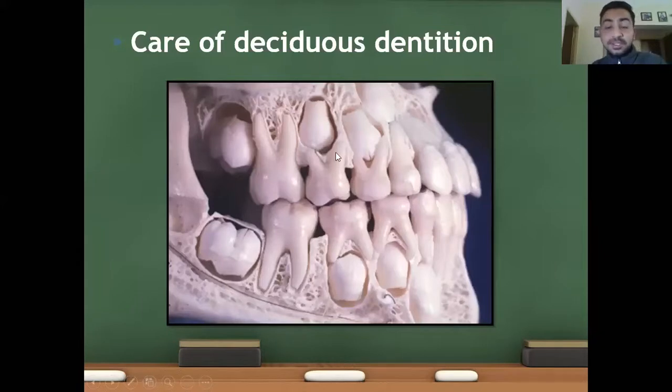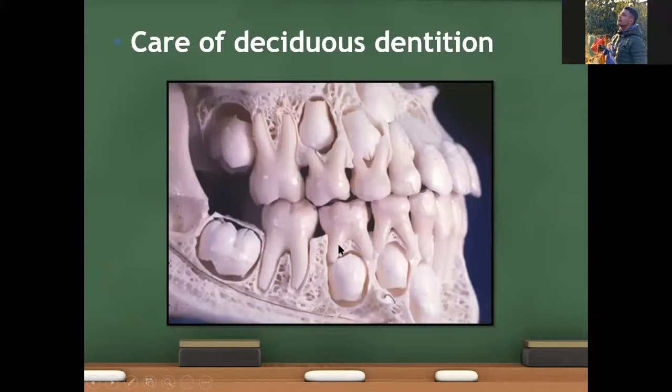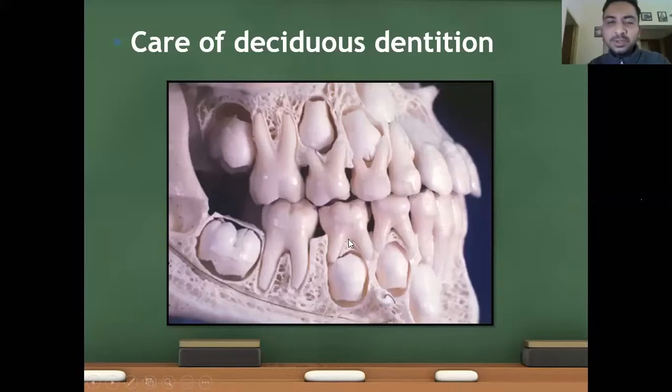As you can see in this slide, can you see my pointer? Can you see the pointer? Yes, sir. Okay. So if this tooth is lost early, the first permanent molar would migrate mesially, and there won't be space for the eruption of the second premolar, which will erupt buccally or lingually, resulting in malocclusion. So you have to preserve the deciduous teeth. Deciduous teeth are the best natural space maintainers.